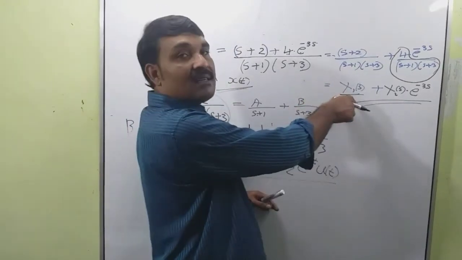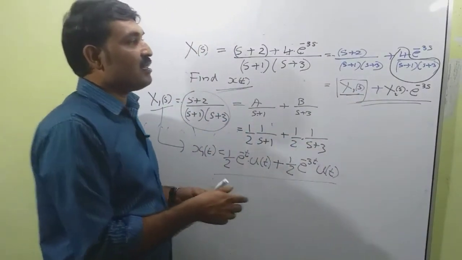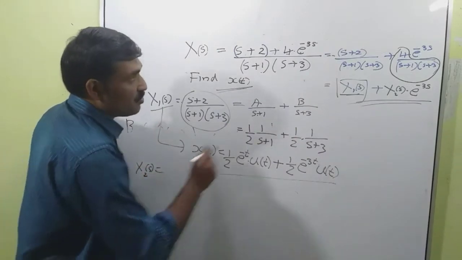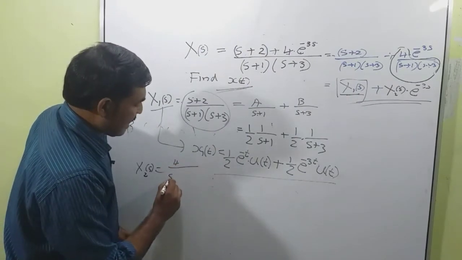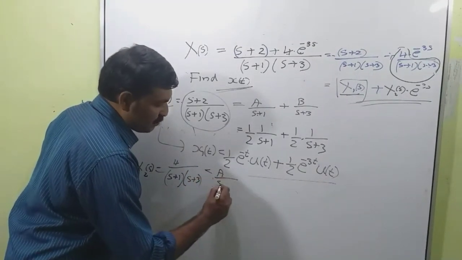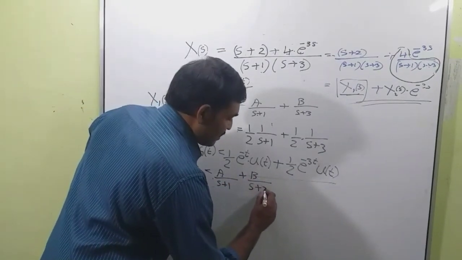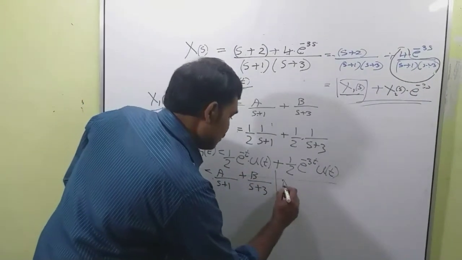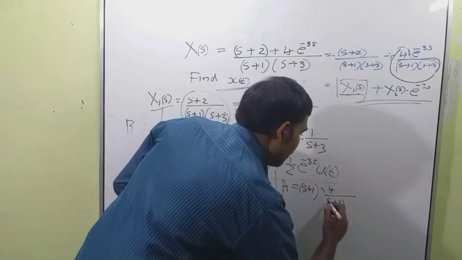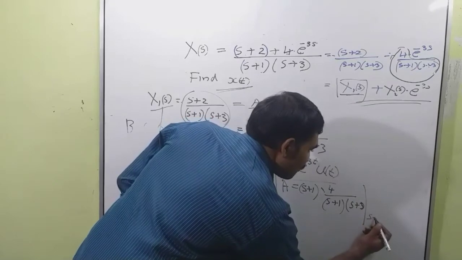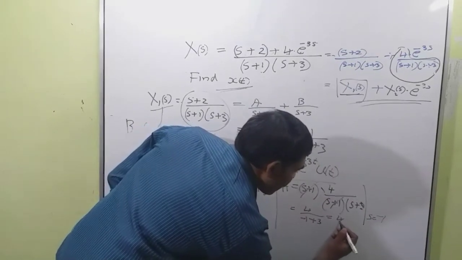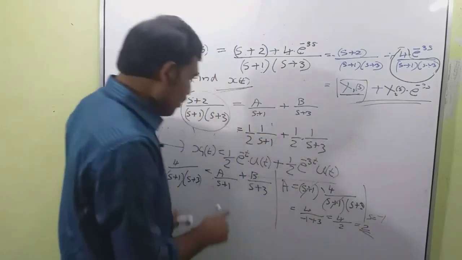Okay, so we found the inverse Laplace transform of this portion. Now we want to find the inverse Laplace transform of X2(s). X2(s) is equal to this term, 4 divided by (s plus 1)(s plus 3). By using partial fraction expansion, we can write this as A by (s plus 1) plus B divided by (s plus 3). Now evaluate the values of A and B. A is equal to (s plus 1) times this entire term, 4 divided by (s plus 1)(s plus 3), evaluated at s is equal to minus 1. This gets cancelled, so this is equal to 4 divided by (minus 1 plus 3), that is 4 divided by 2, which is equal to 2. So the value of A here is 2.